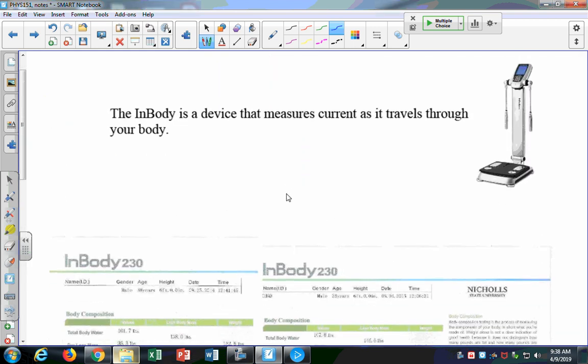All right, let's look at the InBody. Y'all have probably seen a device like this before, right? Y'all seen something like this? I know they have one here at the rec center, and one sort of like that at the wellness center at the hospital. But this is the one they have here at Nichols.